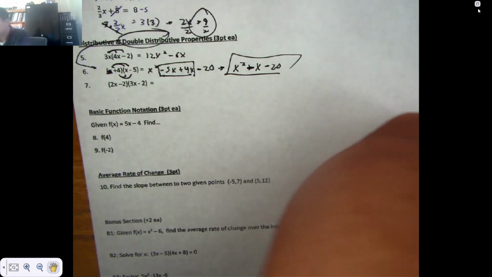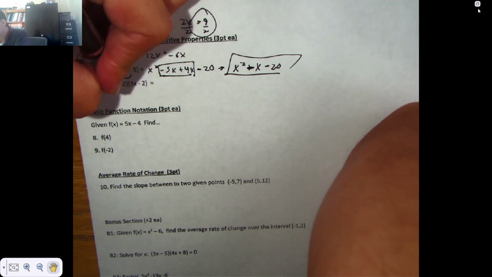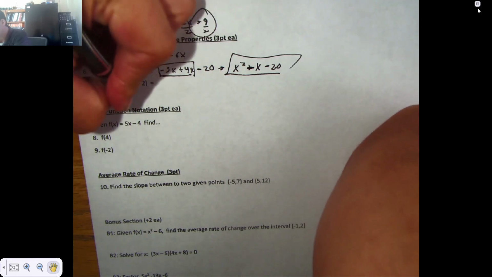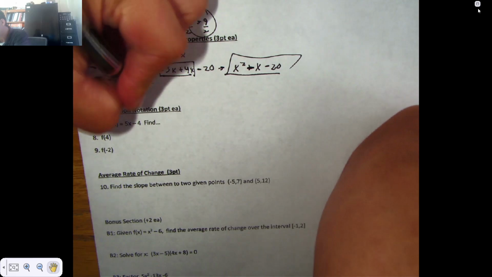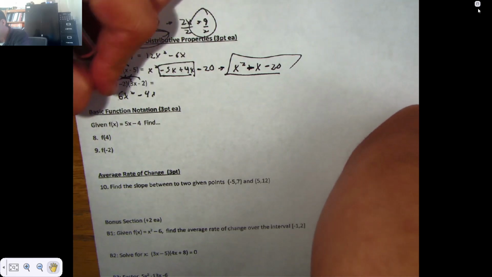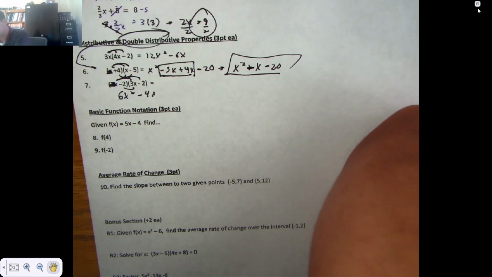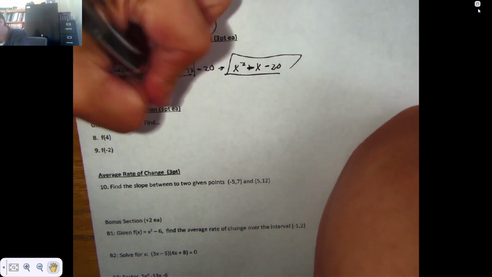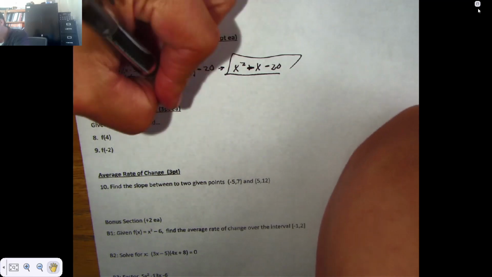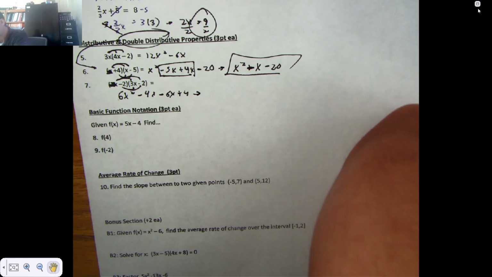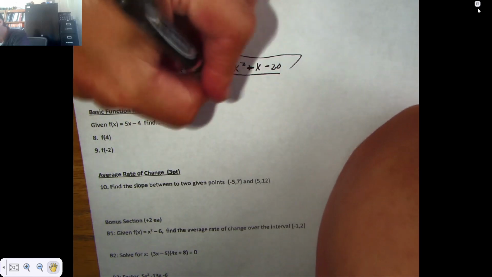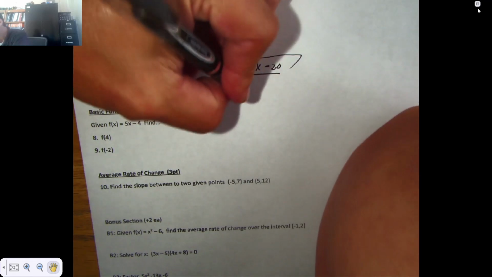Number 7, still the double distributive property. 2x times 3x is 6x to the second. 2x times -2 is minus 4x. And I'm done with my 2x. Inside now, -2 times 3x is minus 6x. -2 times -2 is plus 4. Combine like terms like I did on the previous example. 6x squared minus 8x plus 4.